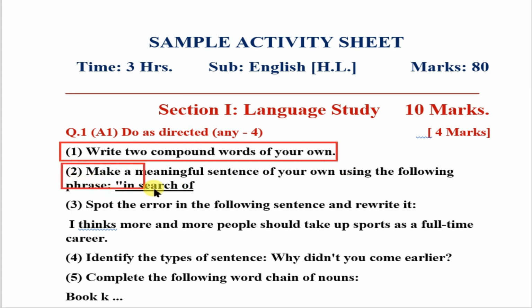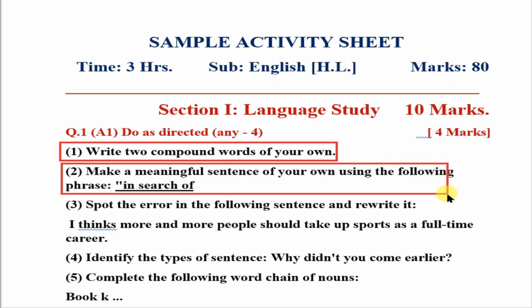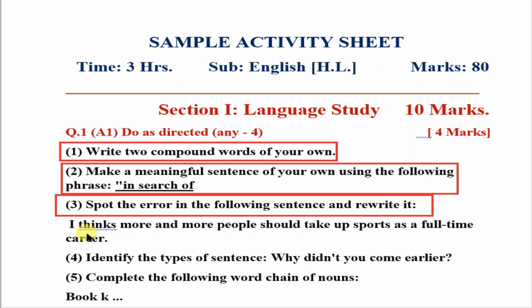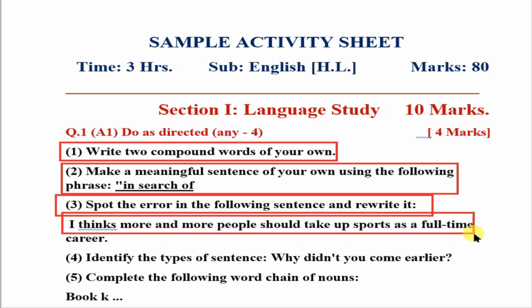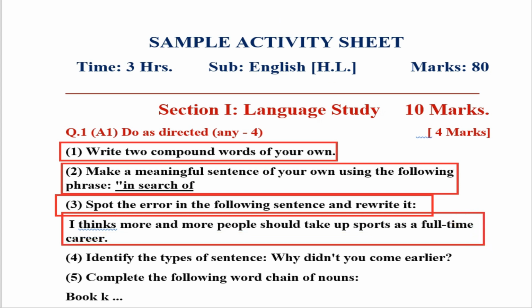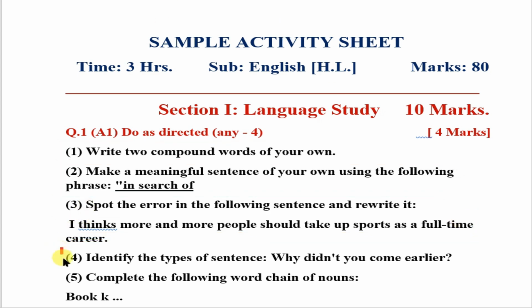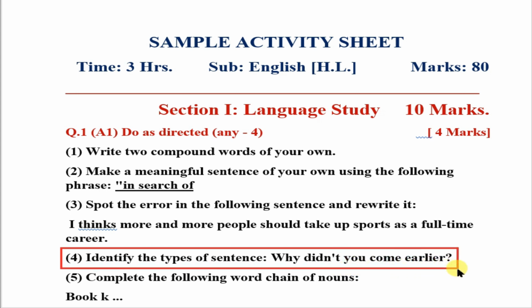Number 2. Make a meaningful sentence of your own using the following phrase: in search of. Number 3. Spot the error in the following sentence and rewrite it. The sentence is, I think more and more people should take up sports as a fun time career. Number 4. Identify the type of sentence. The sentence is, why didn't you come earlier?